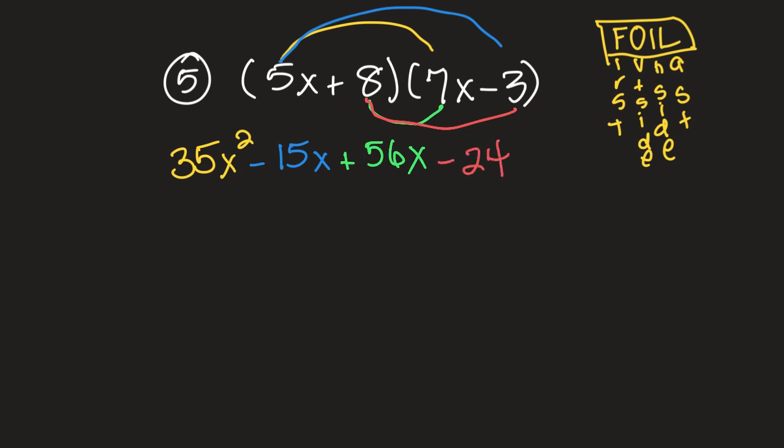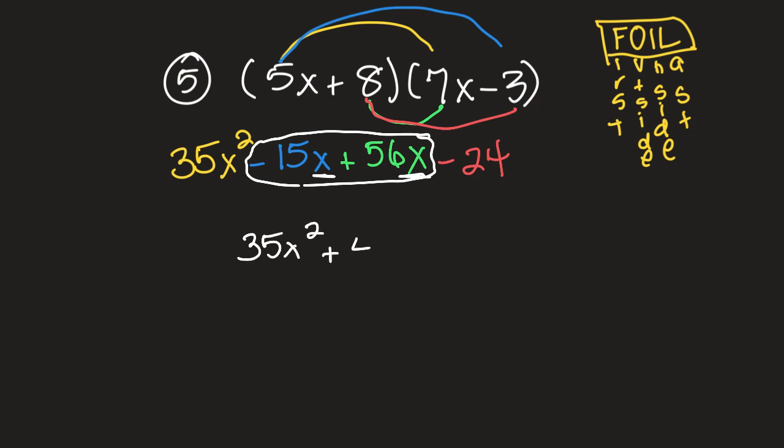Then I just combine my two middle terms here because I have like terms. So my final answer will be 35x squared plus 41x minus 24.